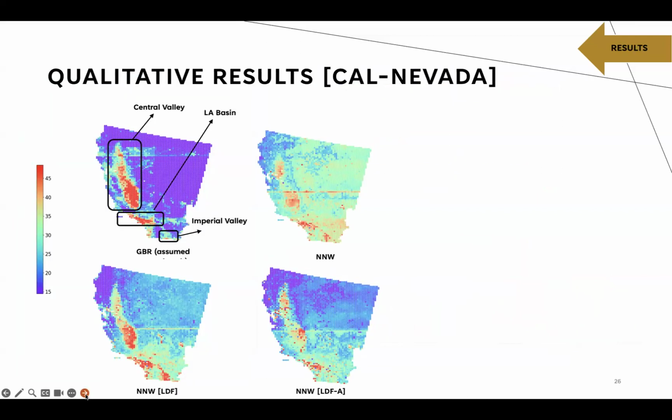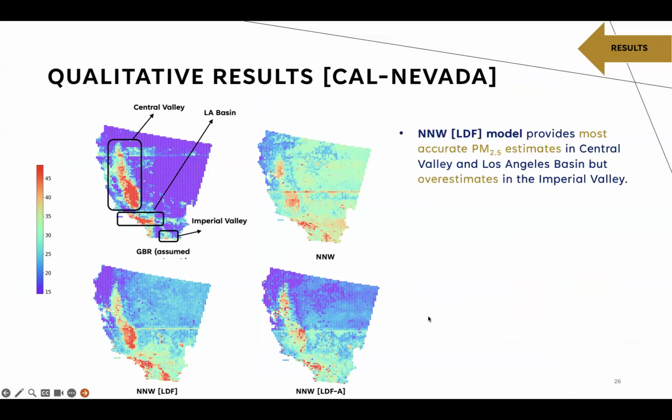So for the qualitative results, we created the qualitative maps. Just to define the three regions which we were focusing on, this is the California Nevada region. We were focusing on the Central Valley, the LA Basin, and the Imperial Valley. And this is the ground truth. The way this ground truth is generated, since we don't have the satellite data labels, is that we trained on 128 ground sensors in the California, Nevada region, and then we predicted on the remaining satellite observations.